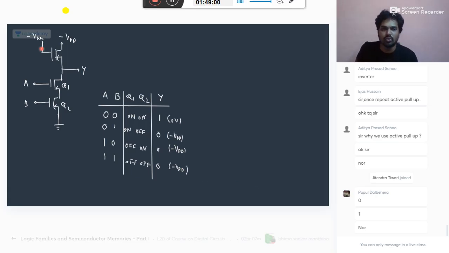Okay, so now you can prove it as a NOR gate. So for series, it is a NOR gate. Similarly, you can prove the other.